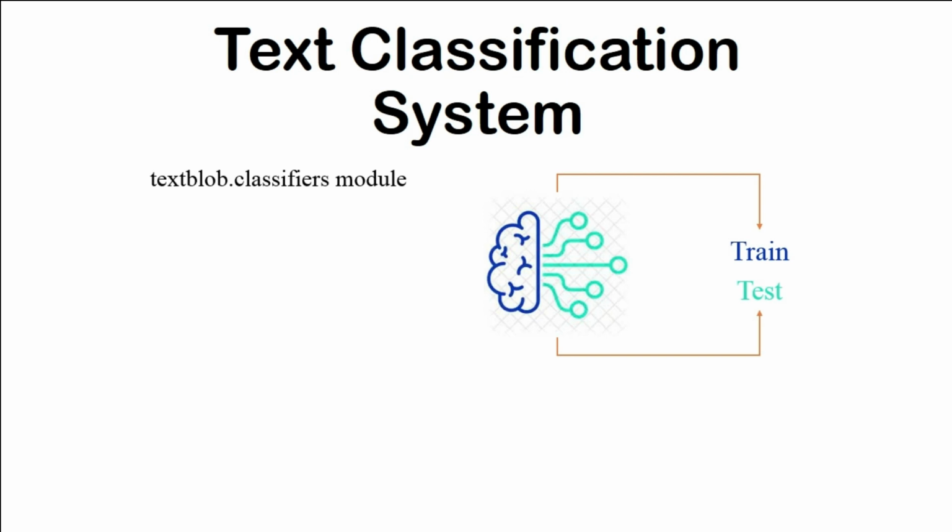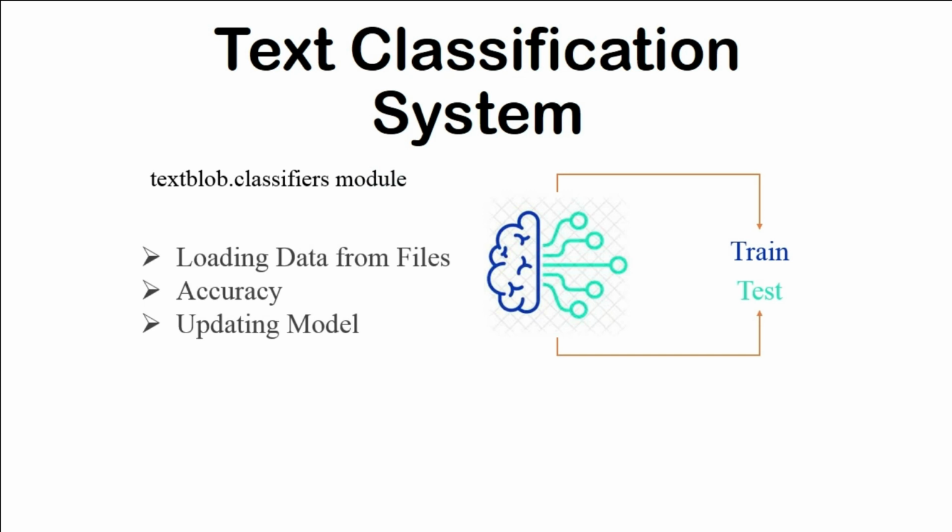And now the next question is what you will learn. You will learn how to load data from files. You will also learn how to create a model, then how to check the accuracy of the model, and you will also learn how to update a model. I hope you have understood the basic concept regarding our text classification system, and from the next tutorial we will actually start the development of our own text classification system.